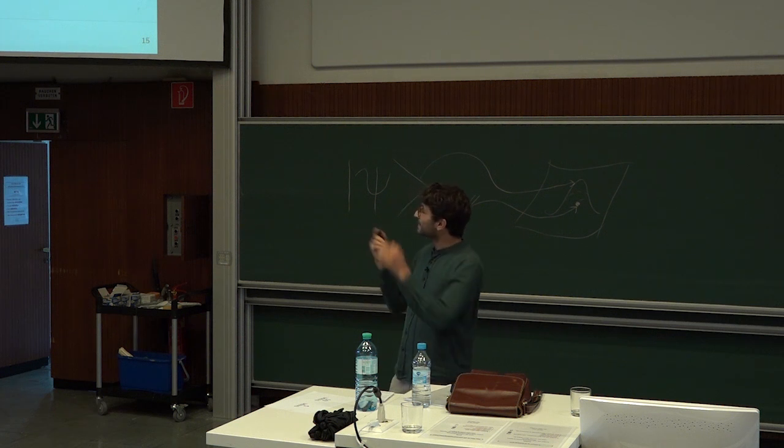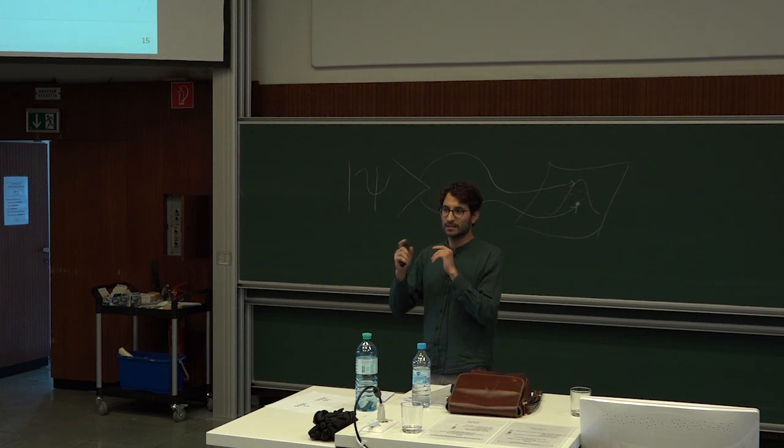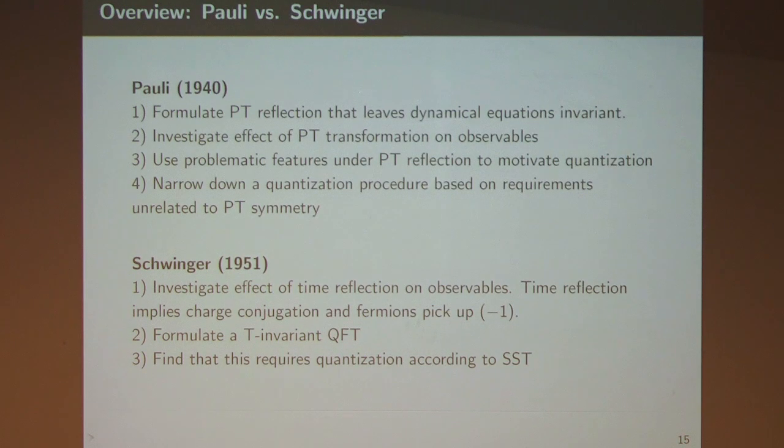And comparing the two, we see that Pauli and Schwinger really did it in opposite ways. Pauli first said, let's formulate a space-time reflection that leaves the dynamical equations invariant, and then we see what happens to observables. Schwinger first said, let's see what happens to observables, and then formulate a time reversal invariant operation.